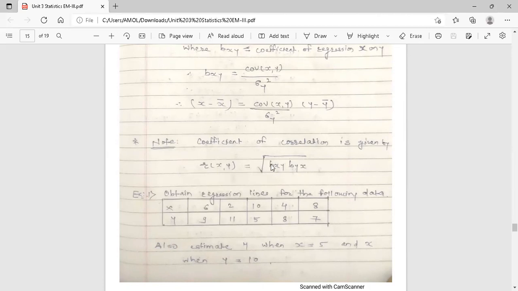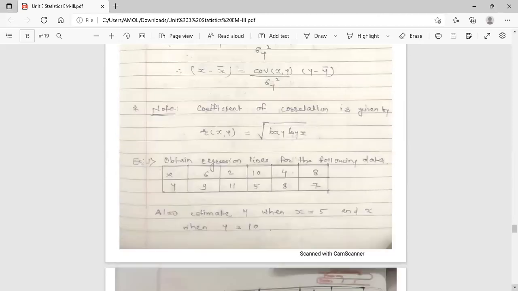You do the multiplication of these two regression coefficients and then take the square root of this multiplication, then you will get the coefficient of correlation. So this is the formula to calculate the coefficient of correlation. Remember it. Now the example on regression lines.